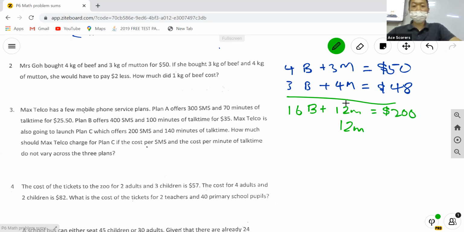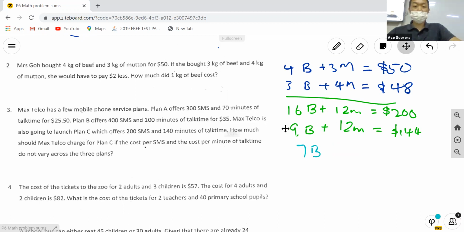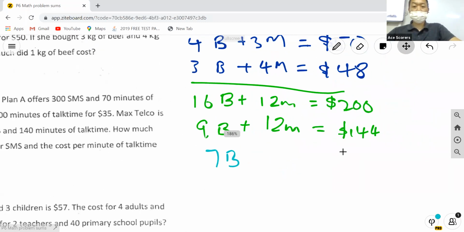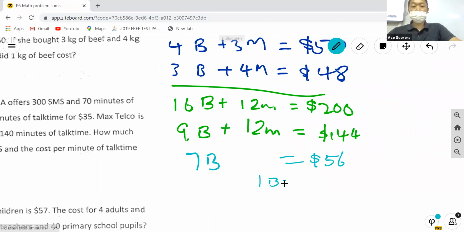Okay, and then after that here, 3 times 3, right? So I got 9B plus 12M equals, times 3, is it 144? Yeah. So big minus small. So I get 7B equals 56. Let me zoom. Equals 8. So 1 beef is 8.